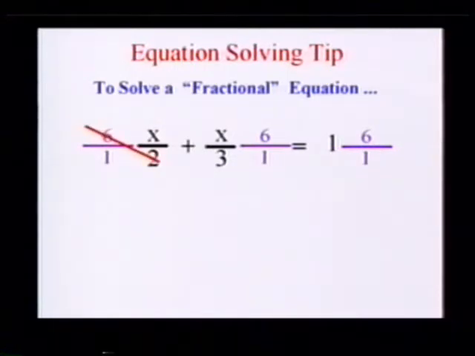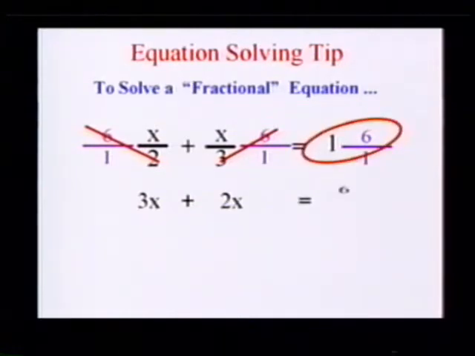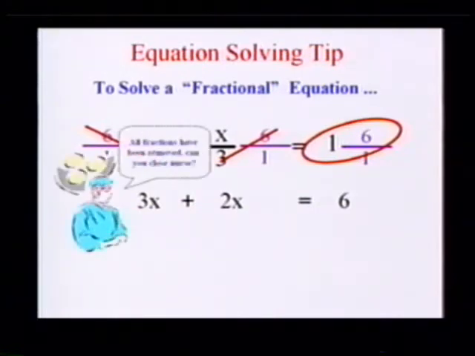6 and 2 cancel. 2 goes into 2 once and into 6 3 times, so I get a 3x. Here we got cancellation, and we get a 2x. Ooh, it's looking sweet, no fractions. Here I don't have any cancelings, I just multiply. Now I got an equation that I know how to do. Because all the fractions are gone. And that's the way the second line should look. All the fractions should be gone.